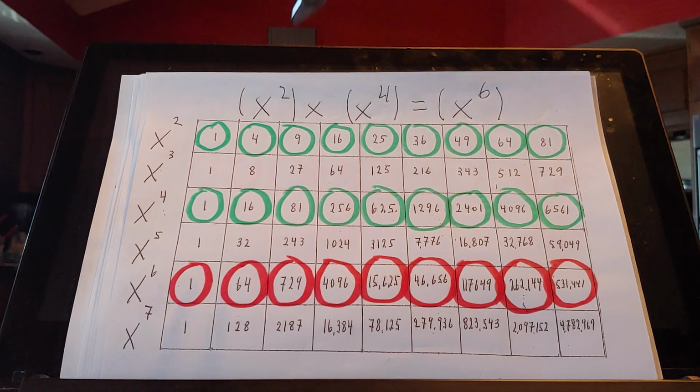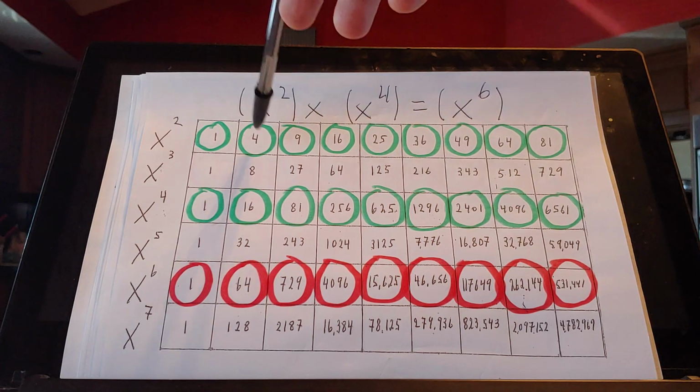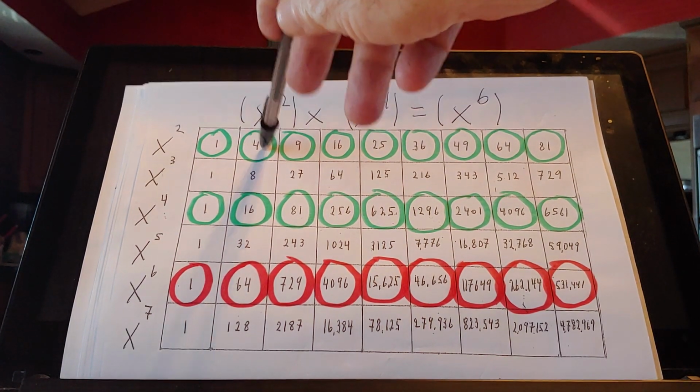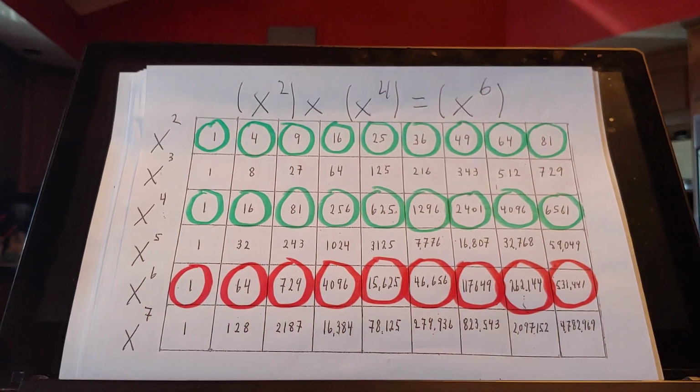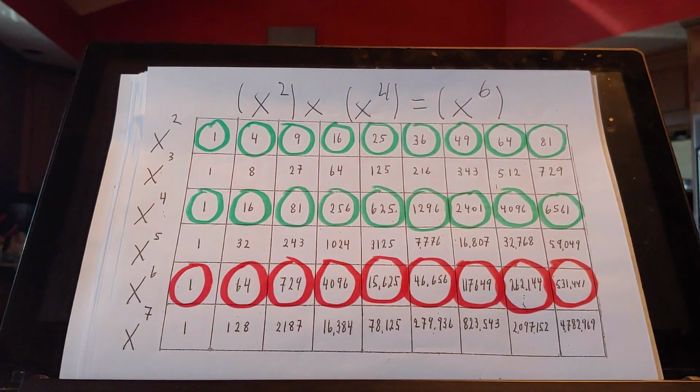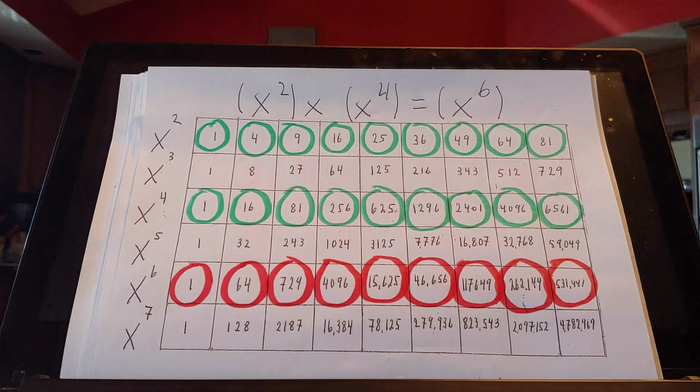So here we do it like this. X squared times x to the fourth is x to the sixth. Very good. So 2 squared times 2 to the fourth is 2 to the sixth. And that's the way that works. So here you can see it with the numbers, and you can also see it with the algebra.